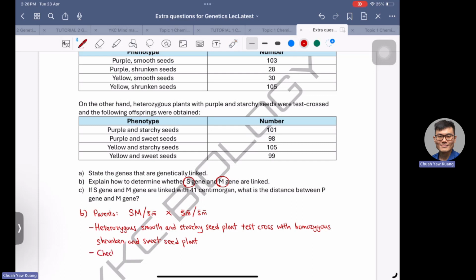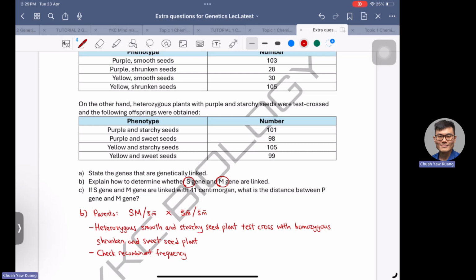We will check the recombinant frequency. If the recombinant frequency is less than 50%, then that means that this S gene and the M gene are linked. But if, let's say, the frequency is almost 50, or it is larger than 50, which is normally not possible, then it will mean that it is considered as not genetically linked. Okay, so that is basically how we solve B. Yeah, that's how we solve B.